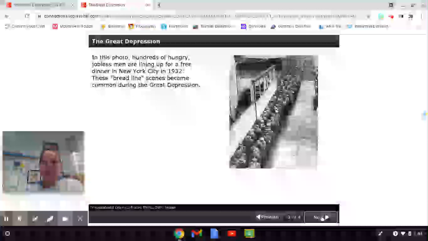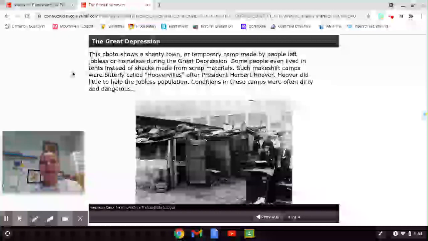And this photo shows a shanty town, or temporary camp, made by people left jobless or homeless during the Great Depression. Some people even lived in tents instead of shacks made from scrap metals. Such makeshift camps were bitterly called Hoovervilles, after President Herbert Hoover. Hoover did little to help the jobless population. Conditions in these camps were often dirty and dangerous.